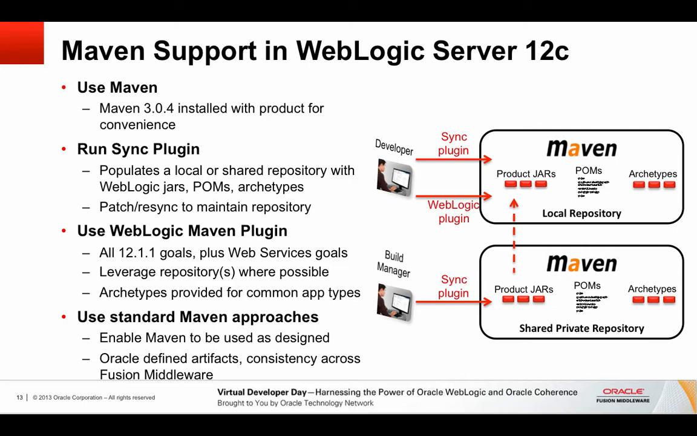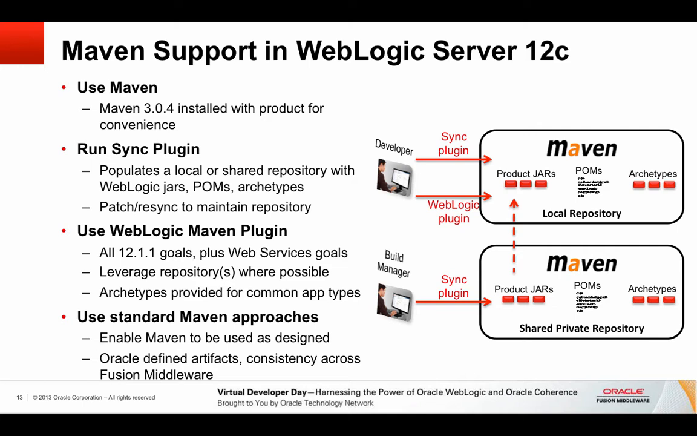So with 12.1.2 we've provided Maven 3.0.4. This is installed with the product and it's put there as a convenience. You can choose to use it, or you can use the other versions of Maven you already may have set up within your particular environment. We have something we call a sync plugin, and the sync plugin's role is to take a set of prescribed libraries from an Oracle installation and effectively turn them into artifacts that are pushed into a targeted Maven repository. We provide the WebLogic Maven plugin, which provides operational support for working against WebLogic Server from within Maven projects.